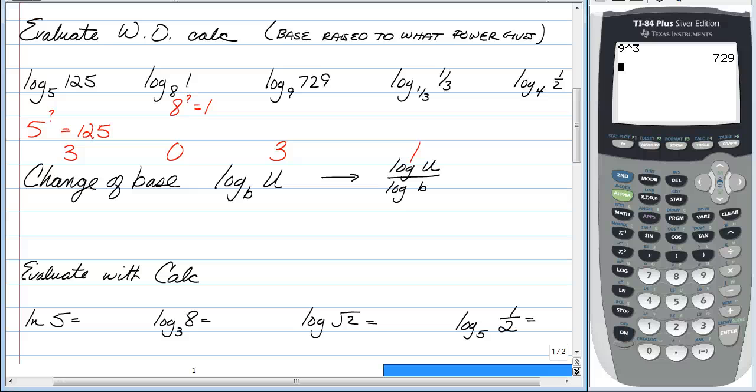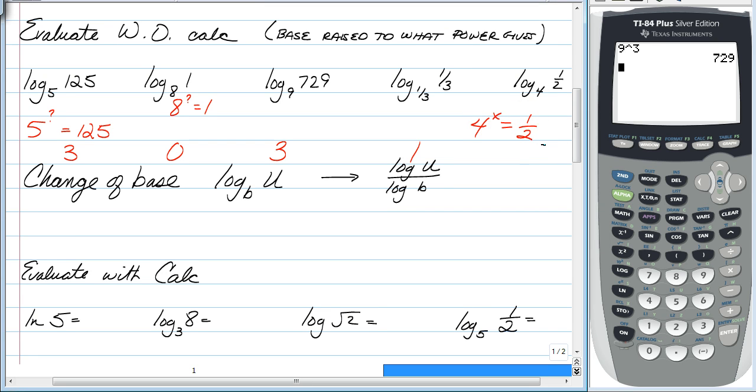That one is tricky. 4 raised to what power is going to give you 1/2? You might actually have to think about that and try with your calculator. If you try it a couple of times, here's what we're going to do. 4 raised to what power gives you 1/2?